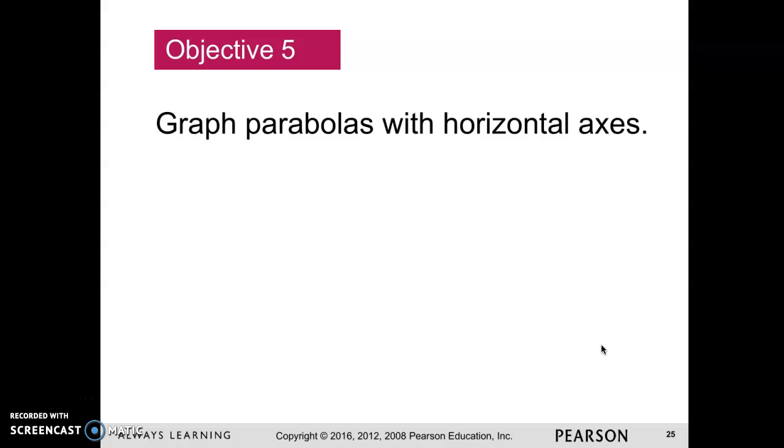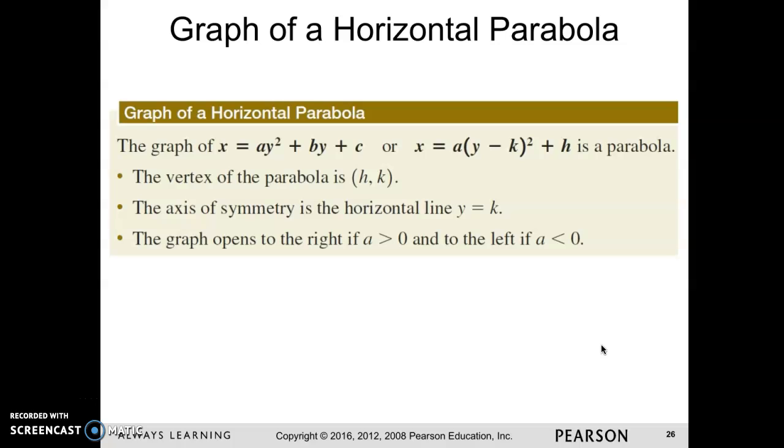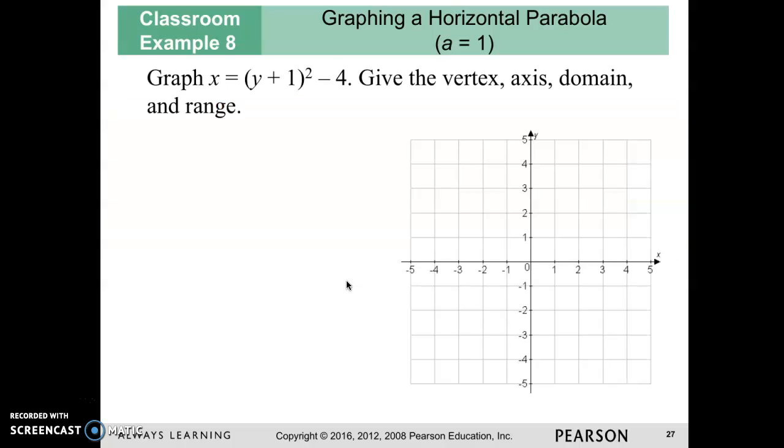Graphing parabolas with horizontal axes is also another way to look at parabolas, where instead of having the x in here, you have the y. So it's basically the vertex is hk instead of kh, if you remember, and then the axis of symmetry is not going to be x equal to something, it's going to be in this case y equal to k. And then, if the graph opens to the right, then a is positive. If the graph opens to the left, then a is negative.